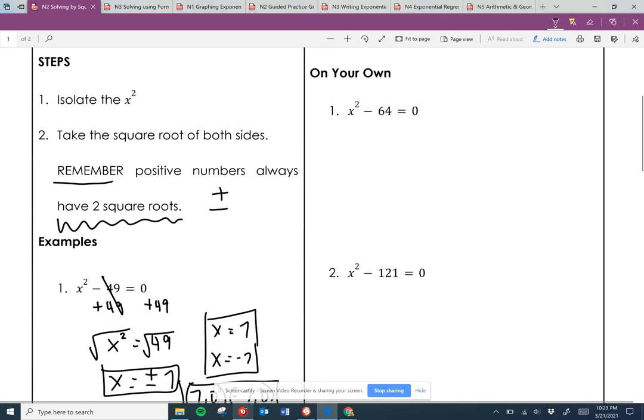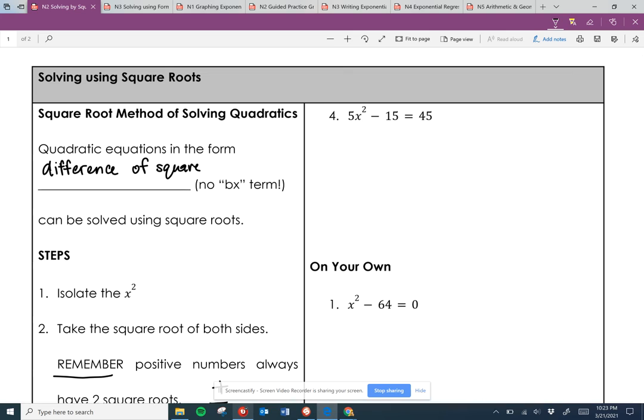Okay. Up here, you can see we have one more example. The first thing that we would need to do is add 15 to both sides. And that would give us 5x squared equals 60. Then we would need to go ahead and divide both sides by 5. 60 divided by 5 is 12. So we get x squared equals 12, and x equals the square root of 12.